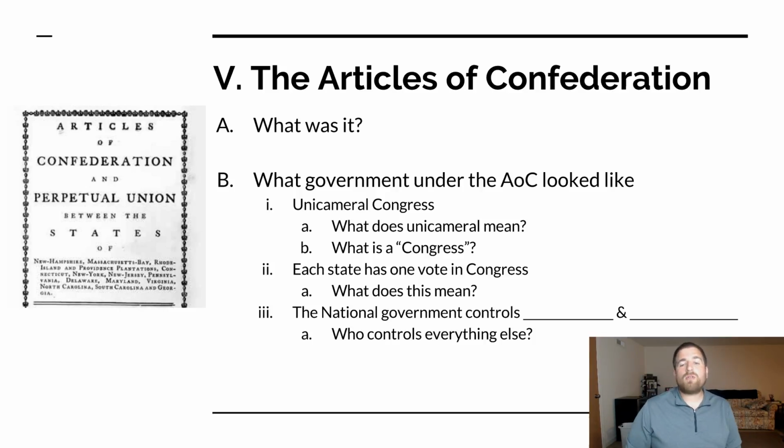Lastly, the national government controls two things: defense, in other words, the military, and foreign affairs, or in other words, interactions with foreign countries. That is it. Everything else is decided by the individual states themselves. They make all other decisions.